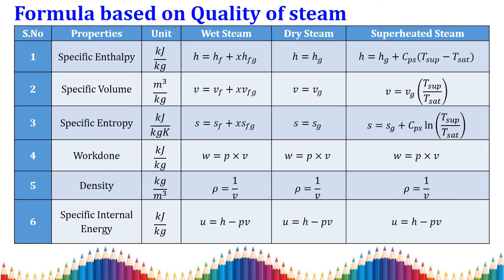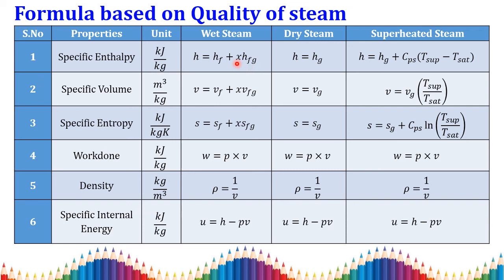Based on the qualities wet steam, dry steam and superheated steam, we should know some of the basic properties and how to use the formulas for them. The first one is specific enthalpy, the unit is kilojoule per kilogram. If the steam is wet, the condition is that the given specific enthalpy is lesser than the saturated specific enthalpy, then h is equal to hf plus x into hfg. Here hf is the specific enthalpy at liquid stage, and this is a combination of both liquid and gaseous vapor. x is nothing but the dryness fraction.